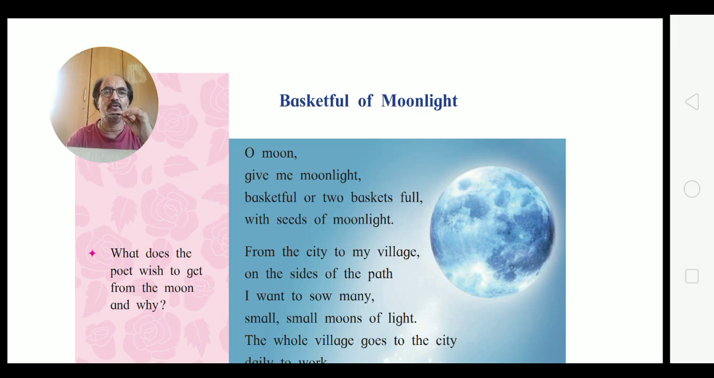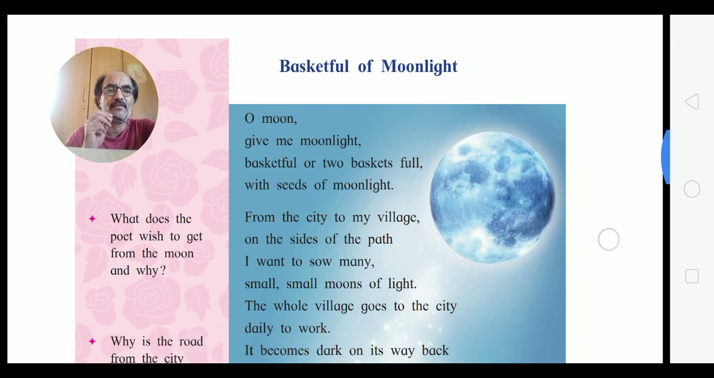The name of the poem is Basketful of Moonlight. The author of the poem is Sunil Sharma. There is no rhyming scheme in this poem, so you can write either there is no rhyming scheme or it is a verse without rhyme. Then the central idea of the poem.